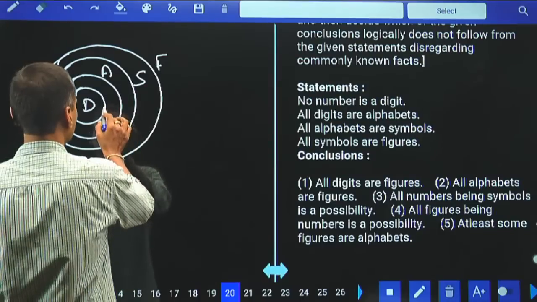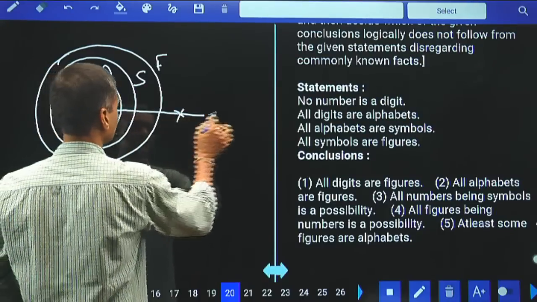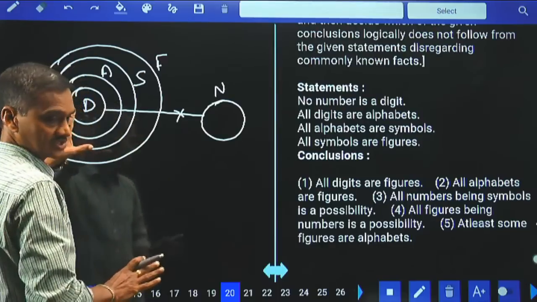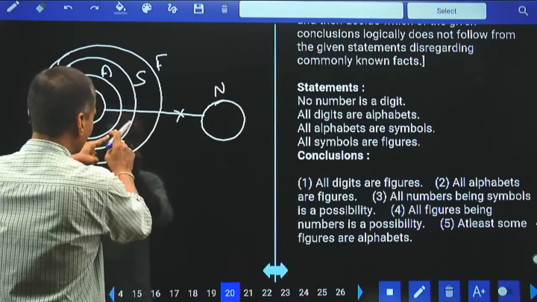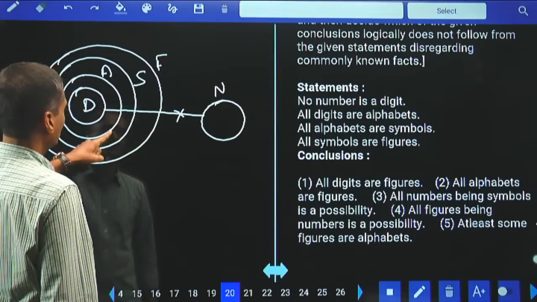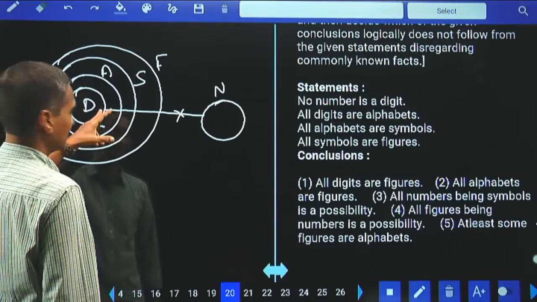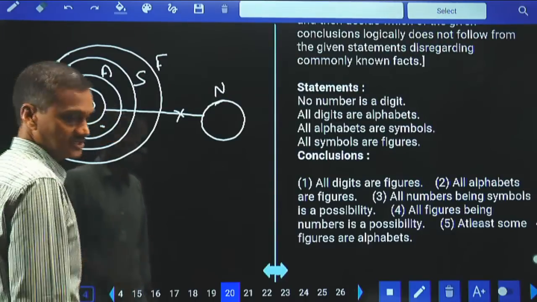No number is a digit means no intersection between number and a digit. Digit is here, this is a number. Number should not be intersected with a digit, isn't it? But it can come up to here, up to A it can come here, isn't it? Up to alphabet it can come. But it cannot be intersected with this digit.